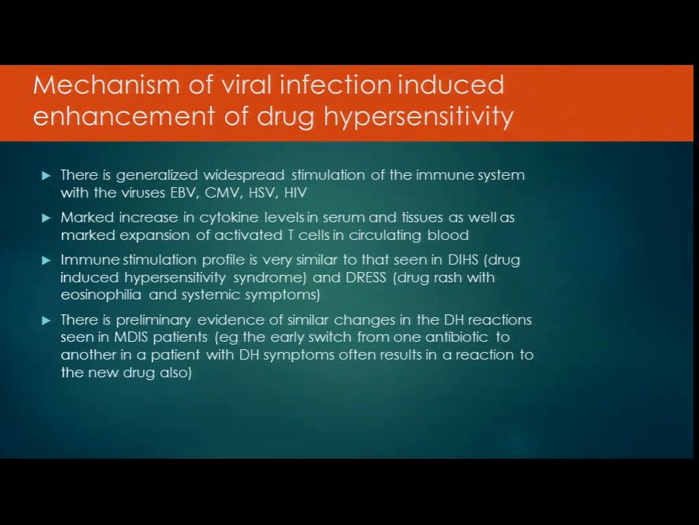So when you have one of these viruses, you can measure increased cytokine levels in serum and tissues. These expanded T-cell clones, you can measure them in the blood. The stimulation profile is very similar to what you see in drug-induced hypersensitivity syndrome and DRESS. And there's preliminary data that these drug hypersensitivity reactions seen in MDIS patients are actually very similar to this. And this early switch from one antibiotic to another in these patients is really what causes this pattern to occur, is that you've got the lymphocytes all stirred up from the previous drug reaction, and then they're already primed up to react to the new drug, and then this process just sort of takes on a life of its own.